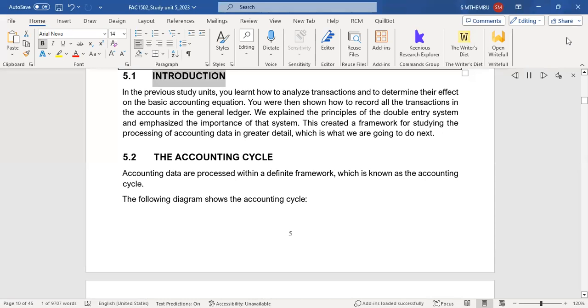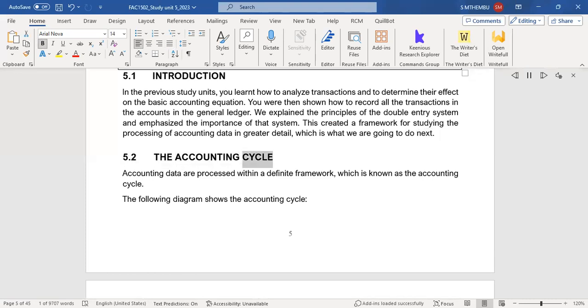5.1 Introduction. In the previous study units, you learned how to analyze transactions and to determine their effect on the basic accounting equation. You were then shown how to record all the transactions in the accounts in the general ledger. We explained the principles of the double entry system and emphasized the importance of that system. This created a framework for studying the processing of accounting data in greater detail, which is what we are going to do next.